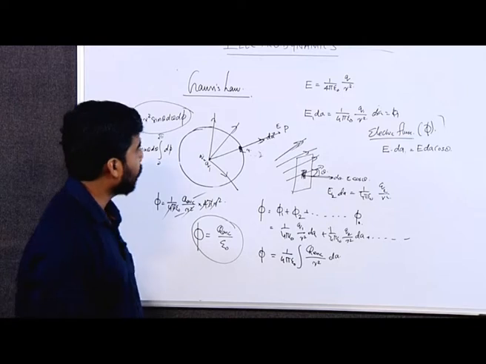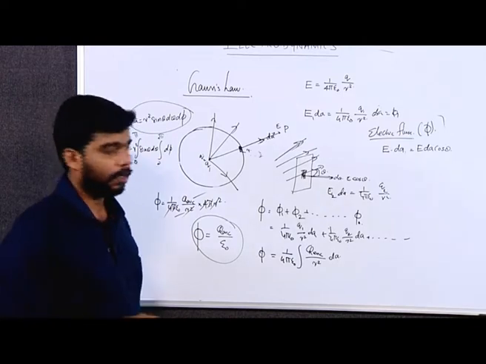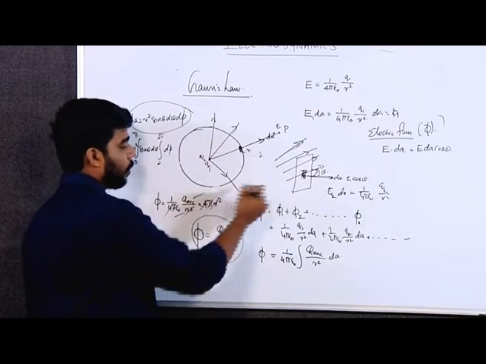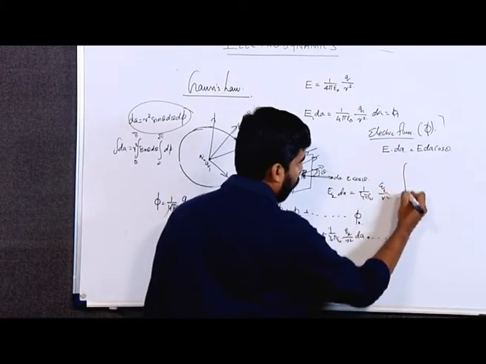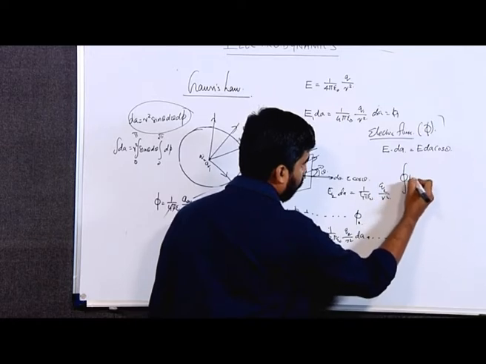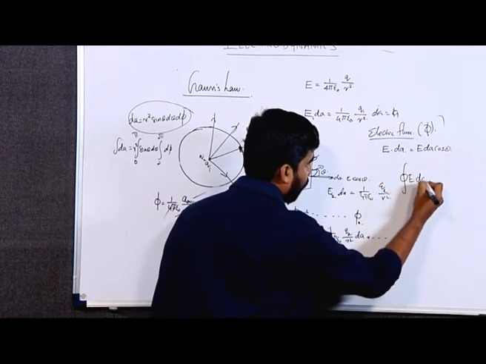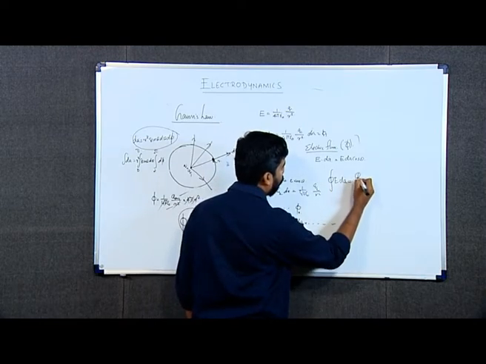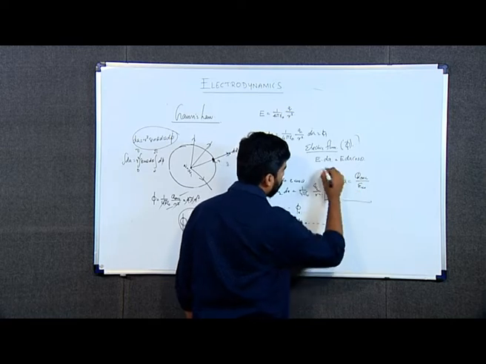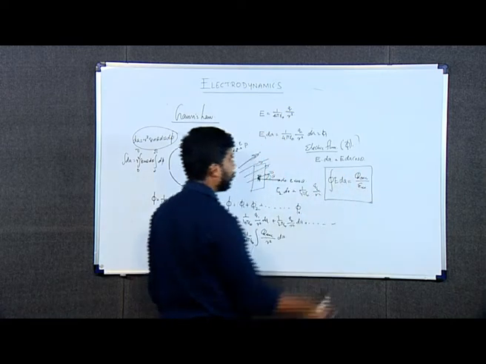So what is the criteria? This surface is a closed surface, because this total surface is a closed surface. So we should write Gauss's law as, along a closed surface, closed integral E dot dA, the total flux, is equal to the total charge enclosed by epsilon 0. This is the definition of Gauss's law.